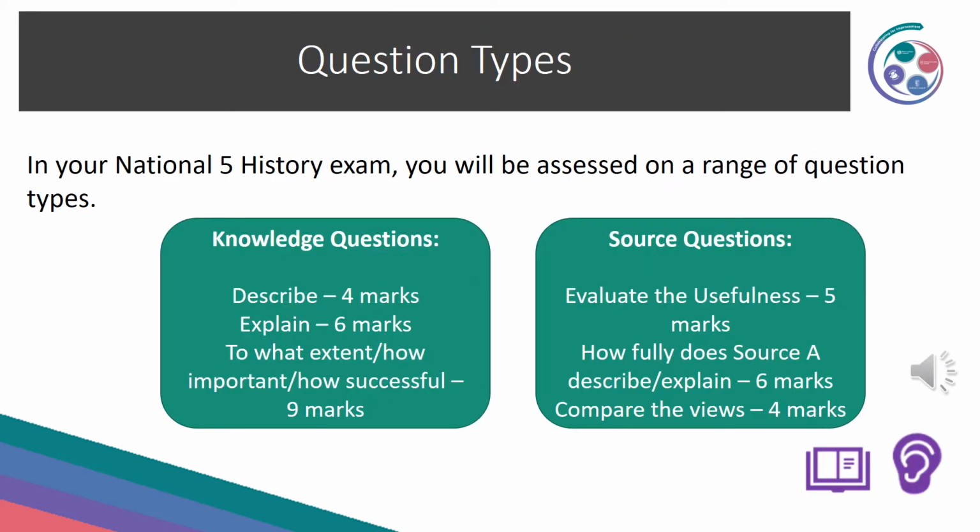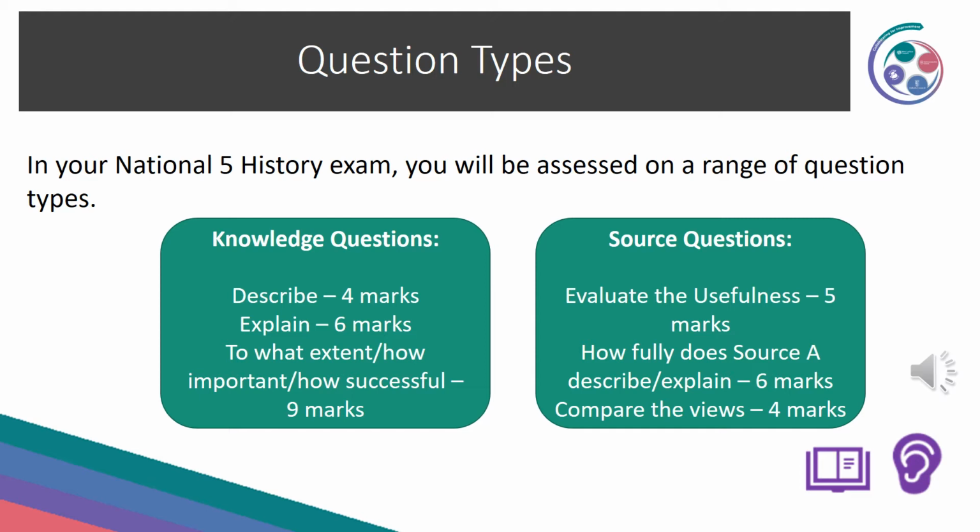At this point, we're just giving a reminder of the different question types that you can expect to see in your National 5 History exam. The knowledge questions are as follows: a describe question, which is worth 4 marks, an explain question, which is worth 6, and a 9-mark question.